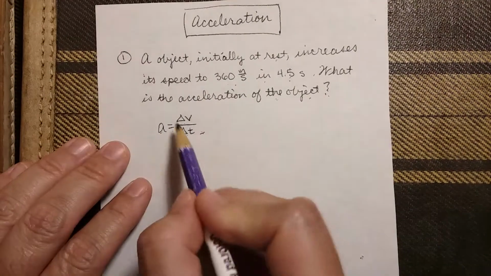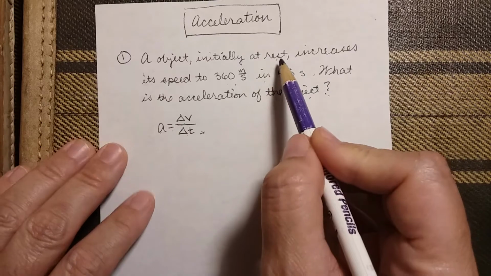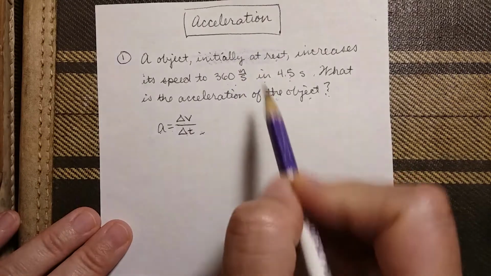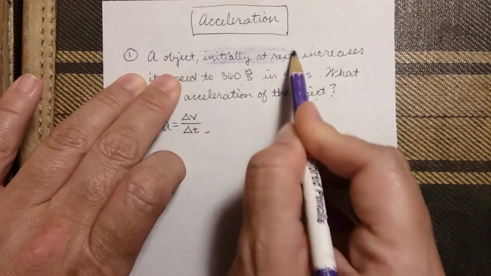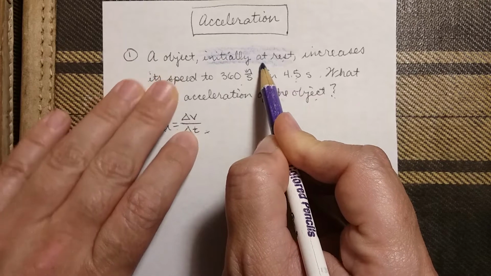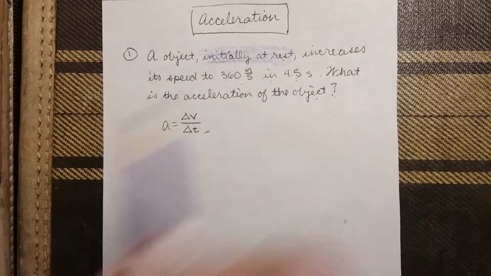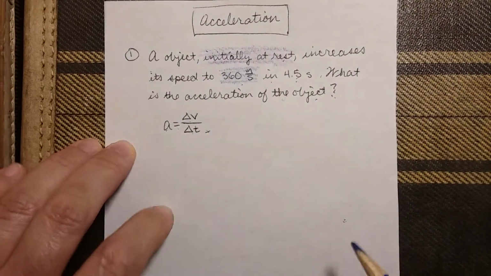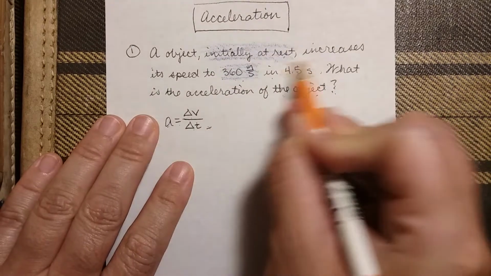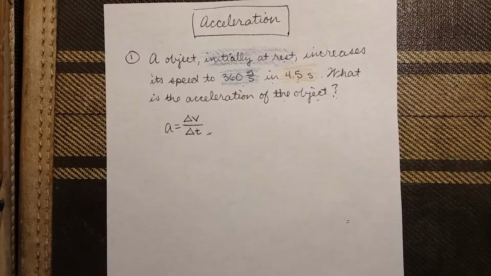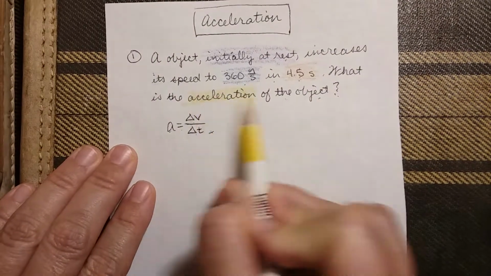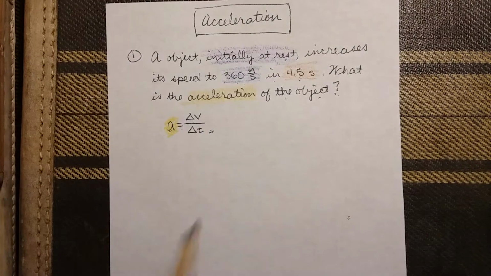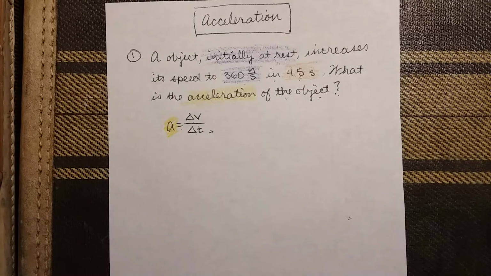Okay, so I am going to go through and I'm going to say, okay, the initial velocity is that it's at rest. You probably can't see that really well. The initial velocity is that it's at rest. And then it increases to a final velocity or speed. And it does this in a certain amount of time. And then they want to know what is the acceleration. So acceleration equals the change in velocity over the change in time.